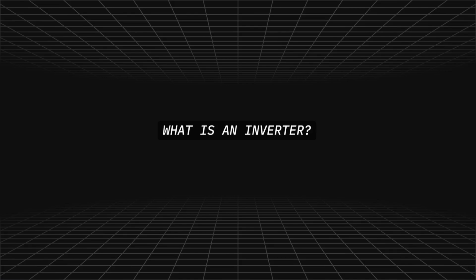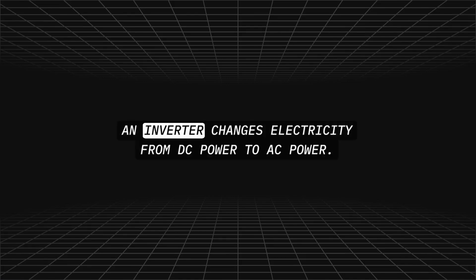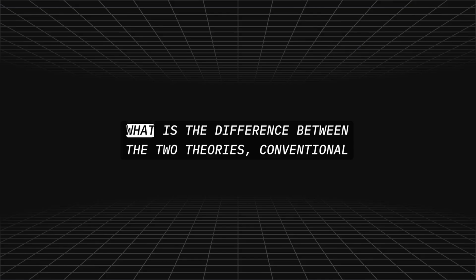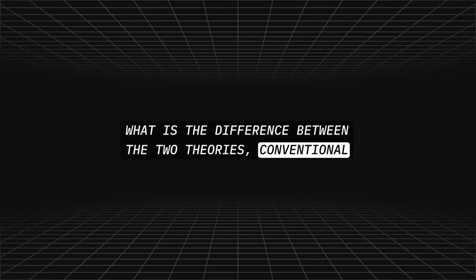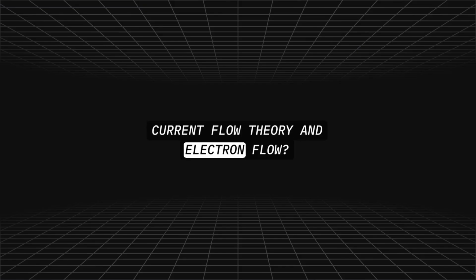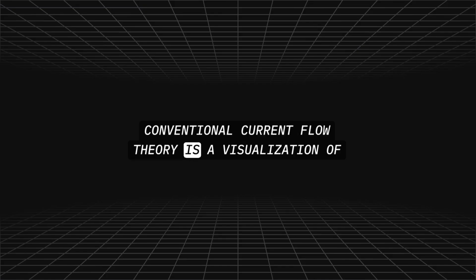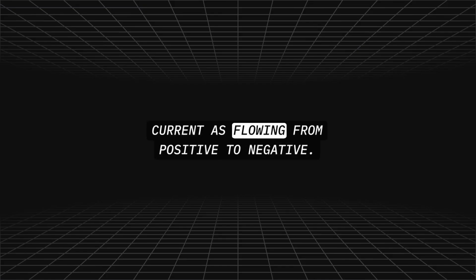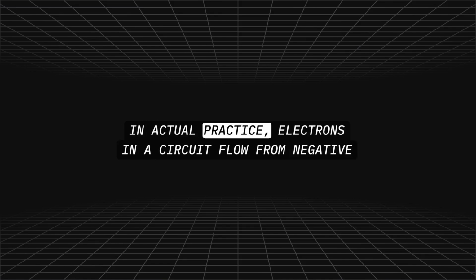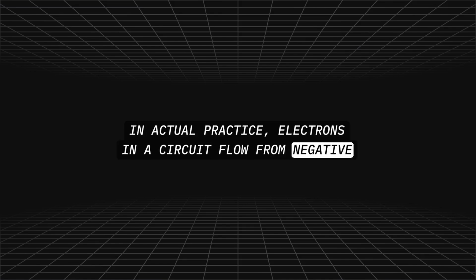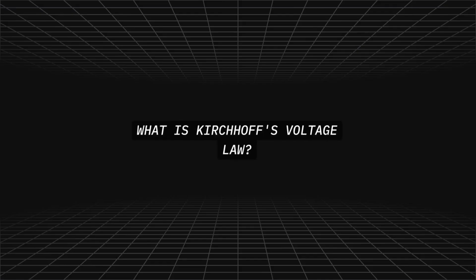What is an inverter? An inverter changes electricity from DC power to AC power. What is the difference between the two theories, conventional current flow theory and electron flow? Conventional current flow theory is a visualization of current as flowing from positive to negative. In actual practice, electrons in a circuit flow from negative to positive. Electron theory.